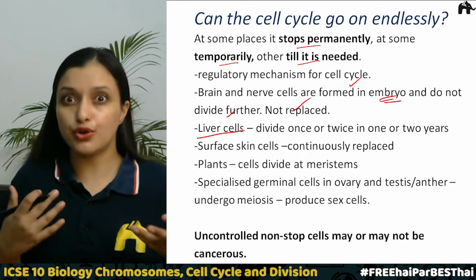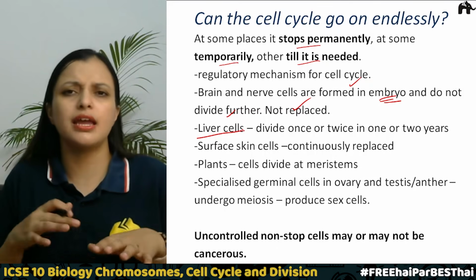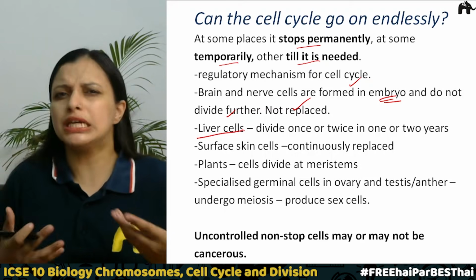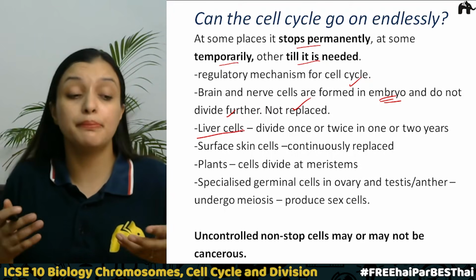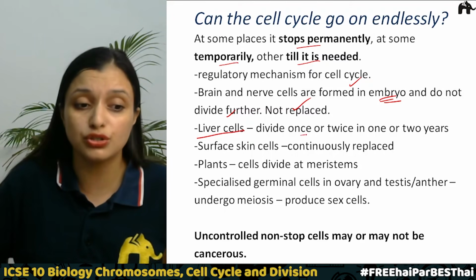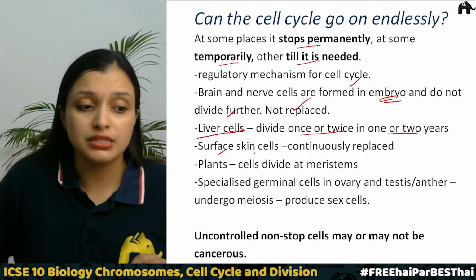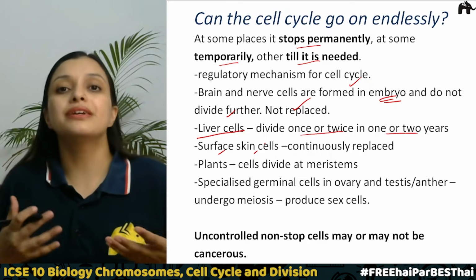Like we are talking about skin. So skin cells, our body keeps on replacing these cells regularly, but not the liver cells. So once or twice in 1 or 2 years. Then coming on to surface skin cells, they are being replaced.